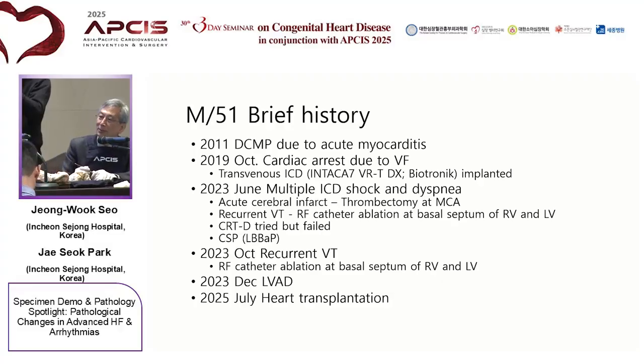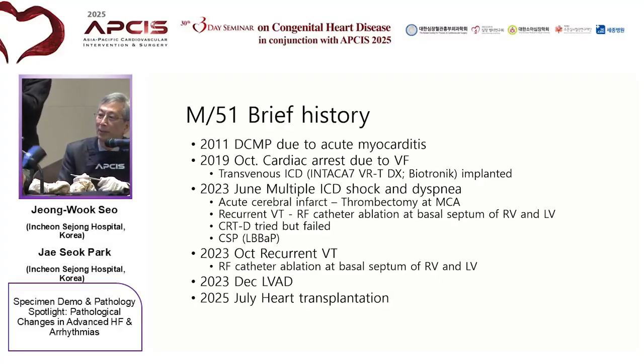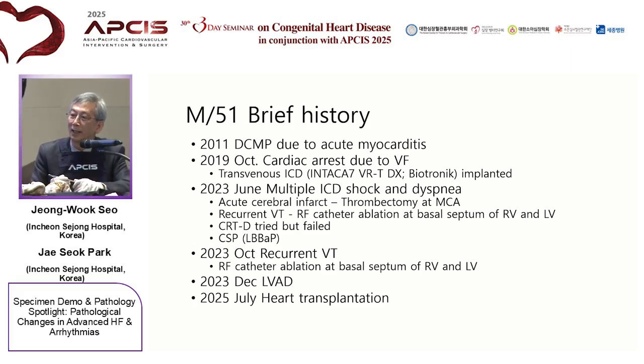The brief history of this patient: he was a DCMP patient due to acute myocarditis, diagnosed in 2011. Eight years later, he had repeated cardiac arrest due to ventricular fibrillation. He had a transvenous ICD placed at the right ventricular apex. In 2023, multiple ICD shocks occurred, and also a cerebral infarct.